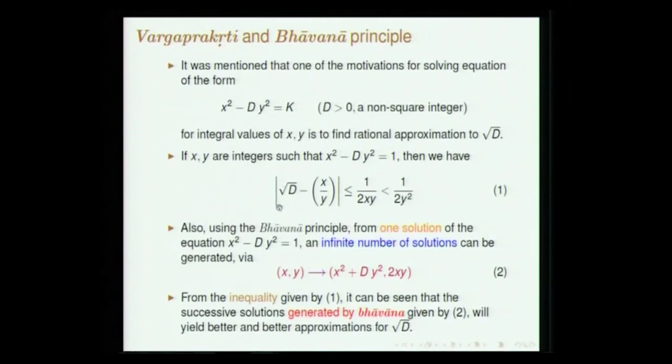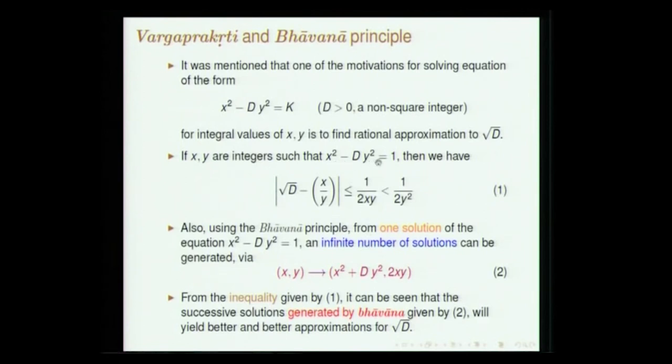So, this inequality shows that the successive values generated from x, y, which satisfies this equation, will be better and better approximations for root d. This can be shown from this inequality, which is not very difficult to see. All you need to remember is that we move from x, y, which is any guess. Given d and k, you can always find some x, y which satisfies this equation, and from that you move on to other values using the Bhavana principle. We will see that you get better and better approximations for root d.